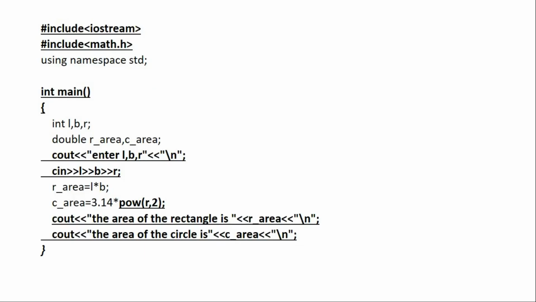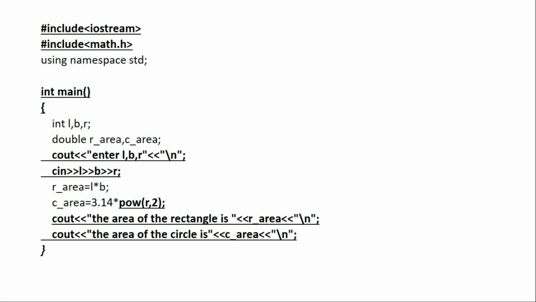So once we're done with hello world, let's look at our initial program. The highlighted lines are the lines we can understand. You can see the cout that says enter LBR, that is length, breadth, and radius, and there's a \n to move to the next line. And then we have a cin statement. It is cascaded, as in multiple inputs, and it accepts LBR in the respective sequence. And then we're doing some math, which you will understand a bit later. And then you have two cout statements. The first says the area of the rectangle is, and it displays a variable that is r underscore area.